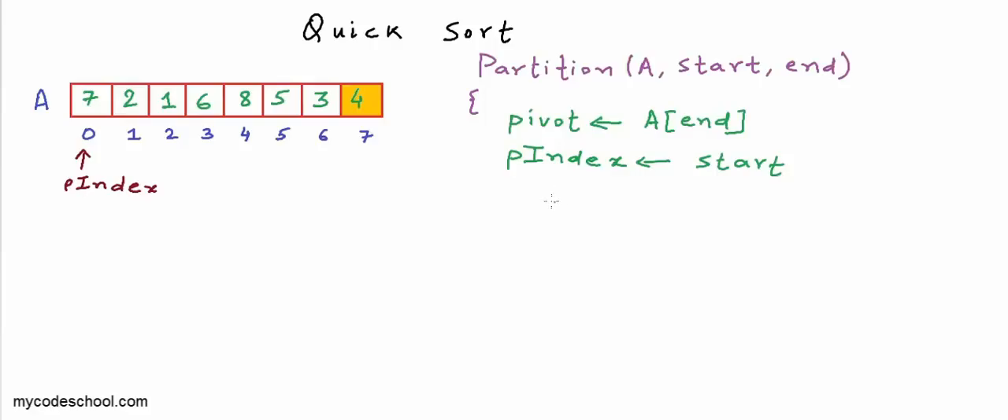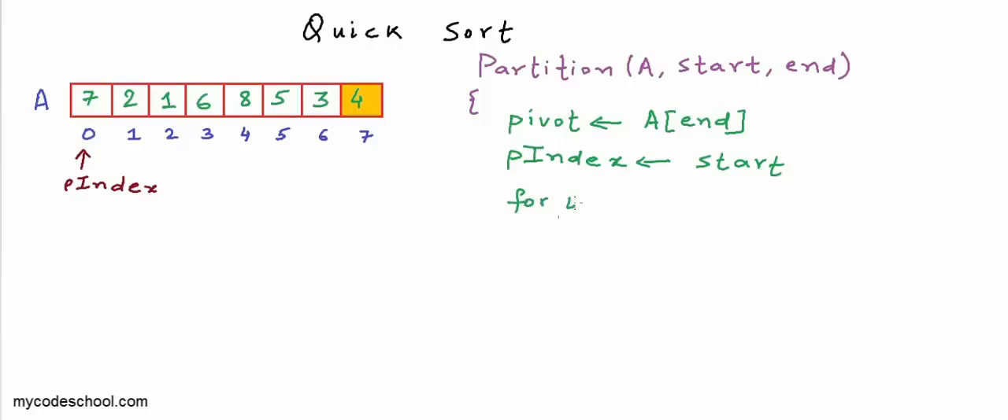And now we will scan the whole list from start till end -1, and we will make sure that all the elements lesser than the pivot are pushed to the left of partition index. Partition index will be adjusted accordingly. So we will do something like this.